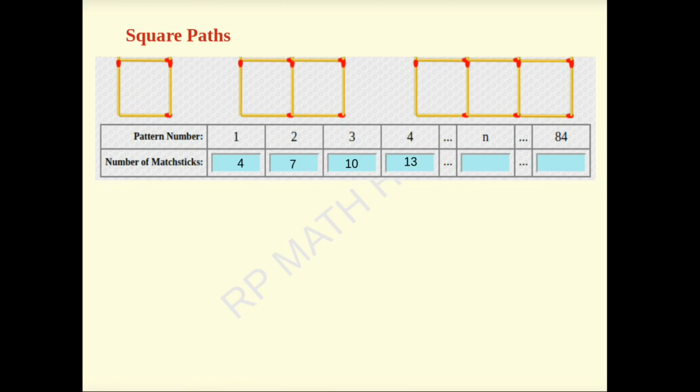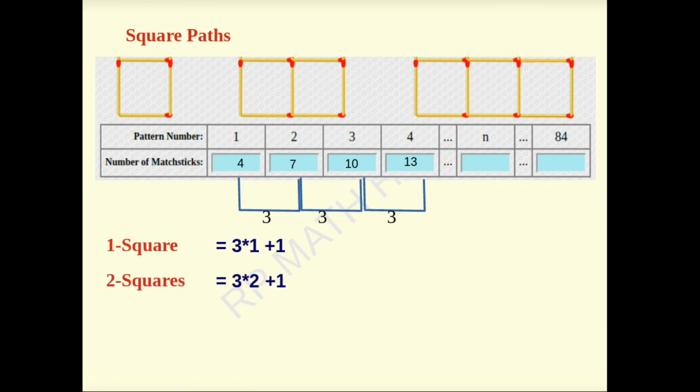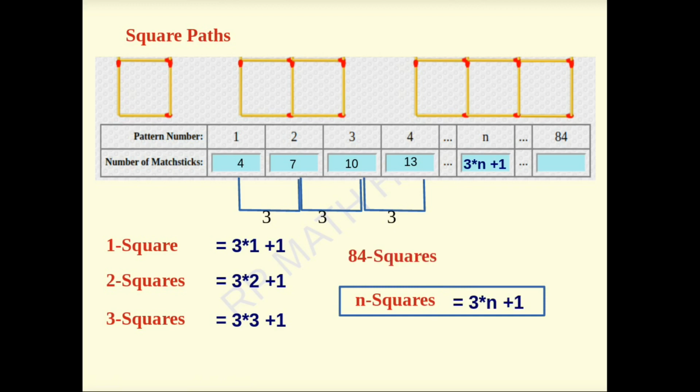How can we say? With the help of the standard term or constant term. 3, 3, 3 differs. Therefore, first square, 3 into 1 plus 1. Second one is 3 into 2 plus 1. Third one is 3 into 3 plus 1. And n squares were there. Then 3 into n plus 1 matchsticks are required to make that square path. For 84 squares, 3 into 84 plus 1. 253 for 84 square paths.